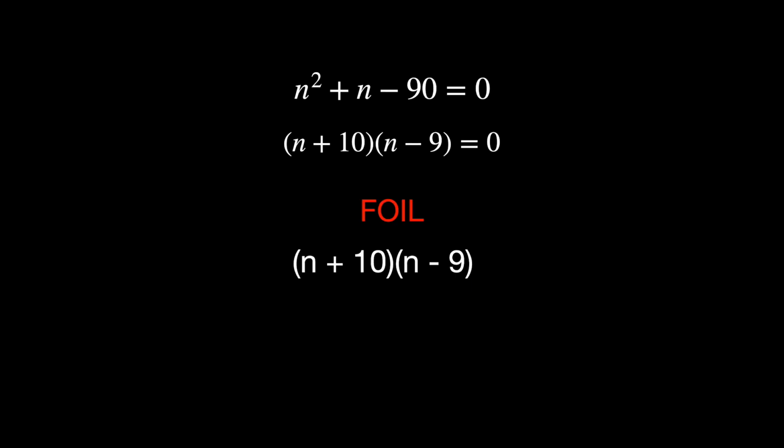Let's verify that they're equal using the FOIL method, standing for first, outside, inside, and last. So we first multiply the first terms of each binomial, n times n, giving us n squared. Then the outside terms giving us minus 9 times n for minus 9n. Then the inside terms give us plus 10n. And finally, the last two terms in both binomials give us 10 times minus 9, which is minus 90. And then we see that minus 9n plus 10n combine to give n.